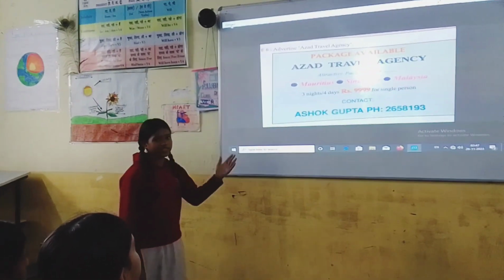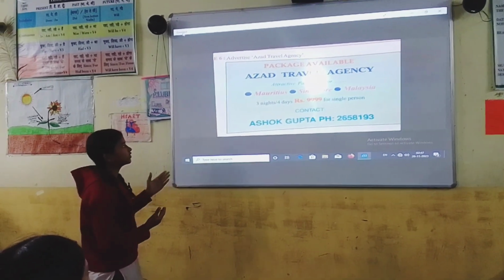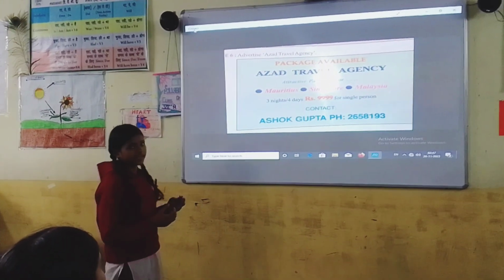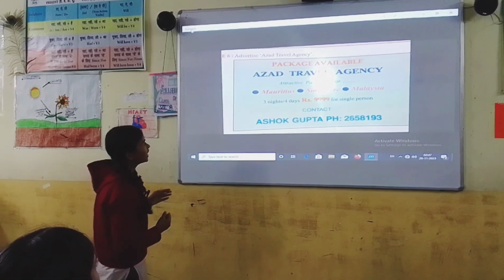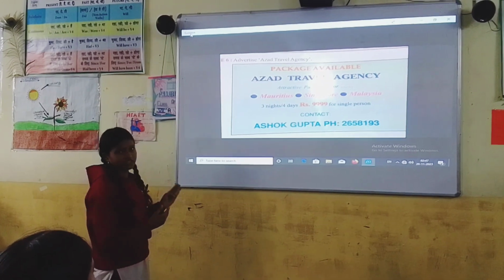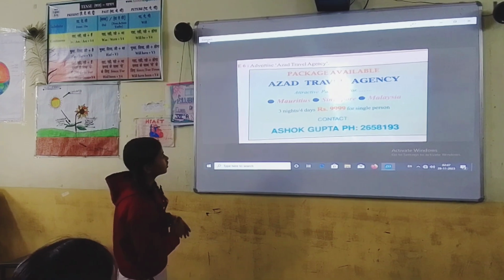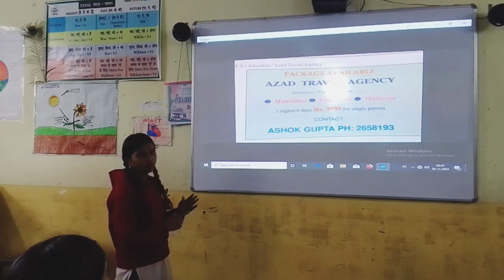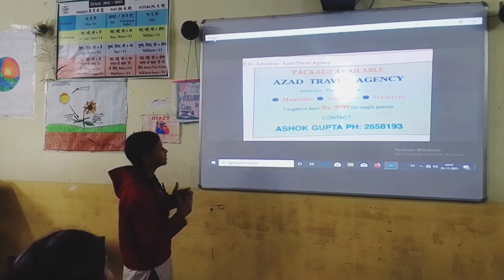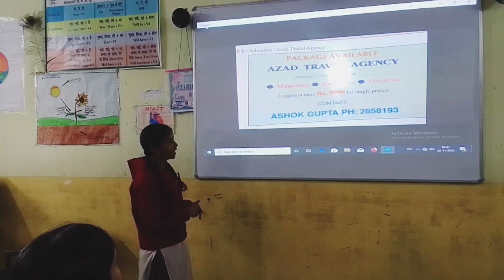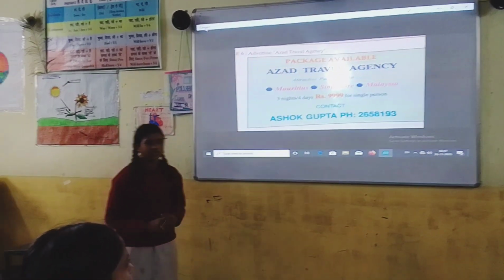Text advertisement for Ajahn Travel Agency. In this advertisement, they say the package is available for Ajahn Travel Agency. That is, attractive packages. It means the rate is low, and Singapore and Malaysia are the places for going to that agency, 3 nights, 4 days for a single person in only rupees 9,999. Contact Ashok Gupta. That phone number is 2658193. Thank you.